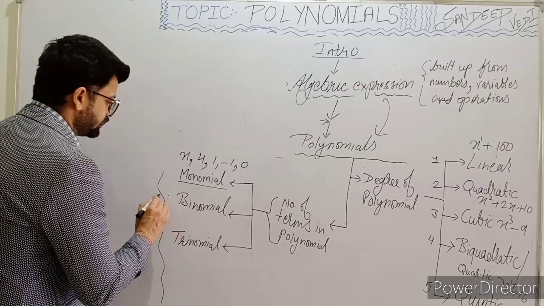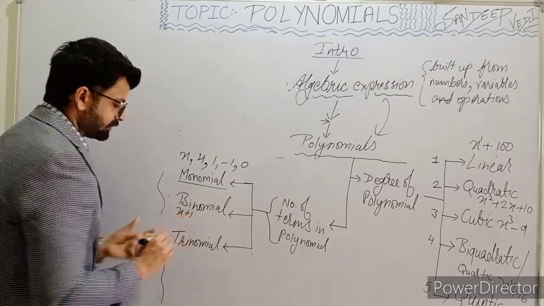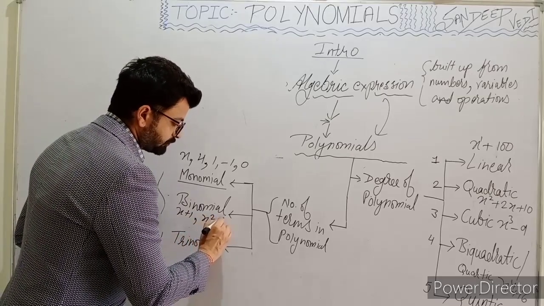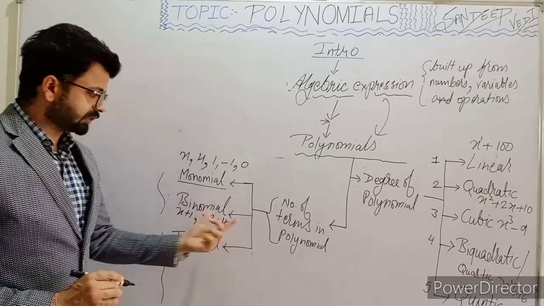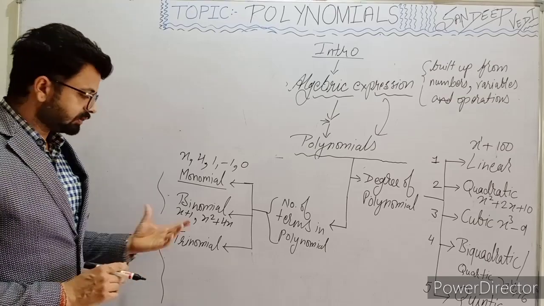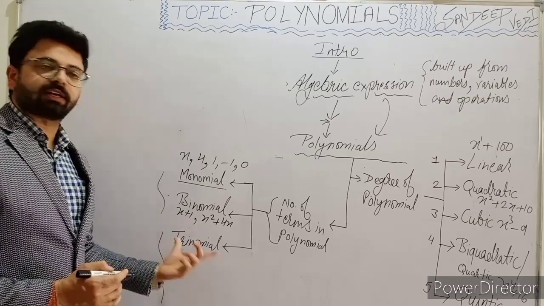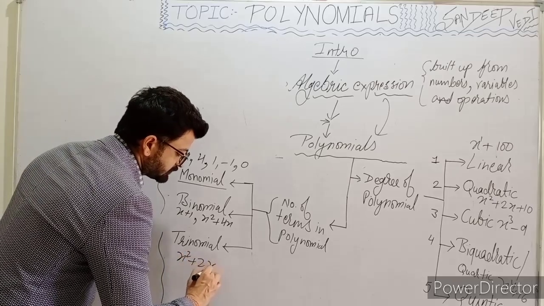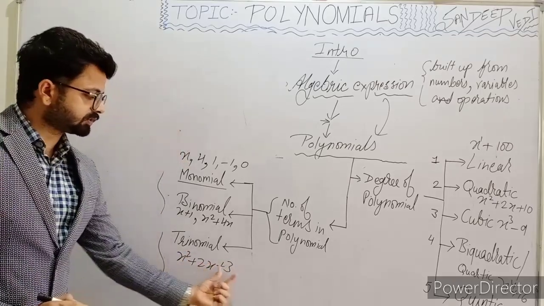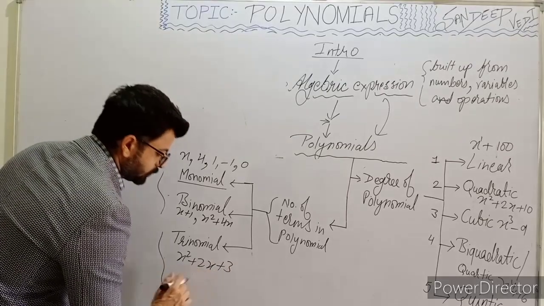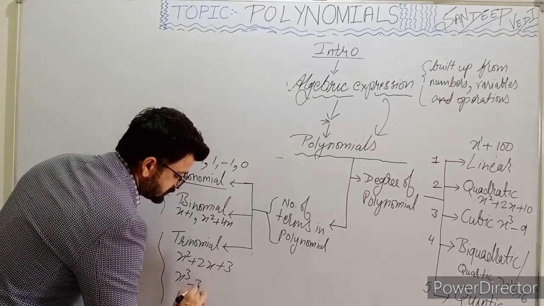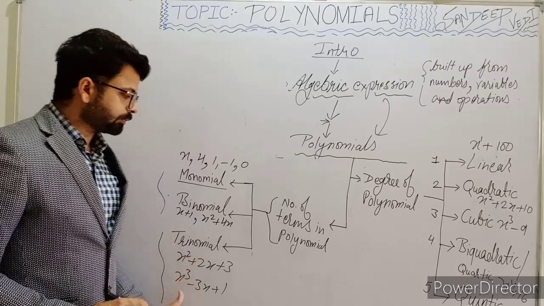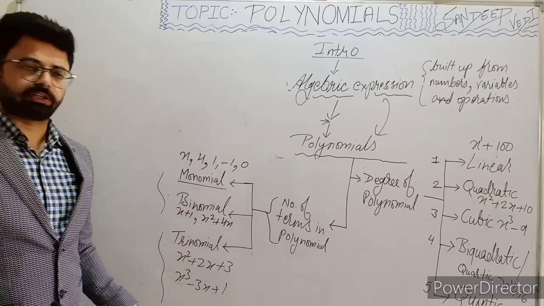Suppose there are 2 terms, like x plus 1, or x square plus 4x. Two terms are there: binomial. And trinomial: as the name indicates, tri means 3, like x square plus 2x plus 3. Here you see 3 terms are there, 1, 2, 3. Negative can also come, x cube minus 3x plus 1. This is also a trinomial. All these are polynomials only.